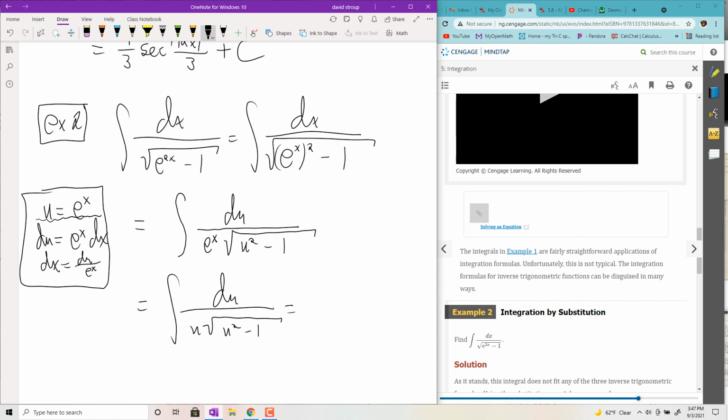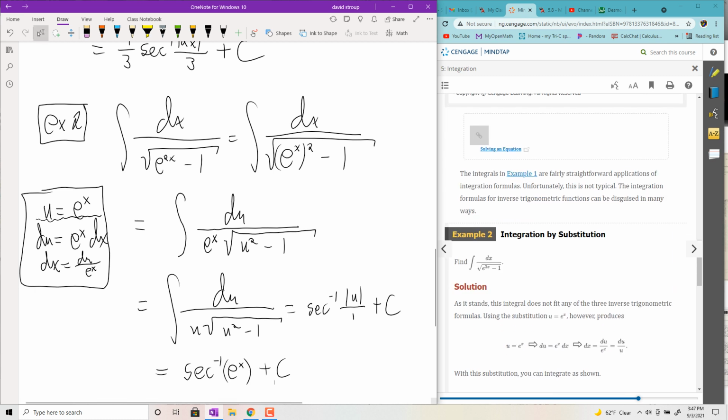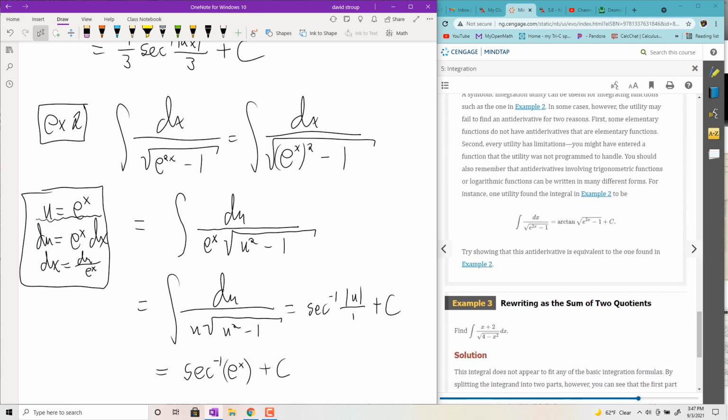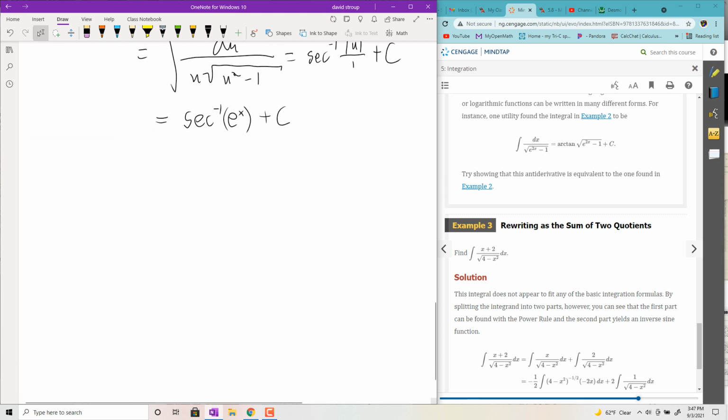So we'll go 1 all over a. In this case, a is 1, so it's just 1. And then secant inverse of the absolute value of u all over a plus your integration constant. And then, of course, that's just going to be secant inverse of the absolute value. e to the x is positive, so you can just write e to the x and then plus c. Good stuff. This one, yeah, so sometimes you got to split them into 2 integrals.